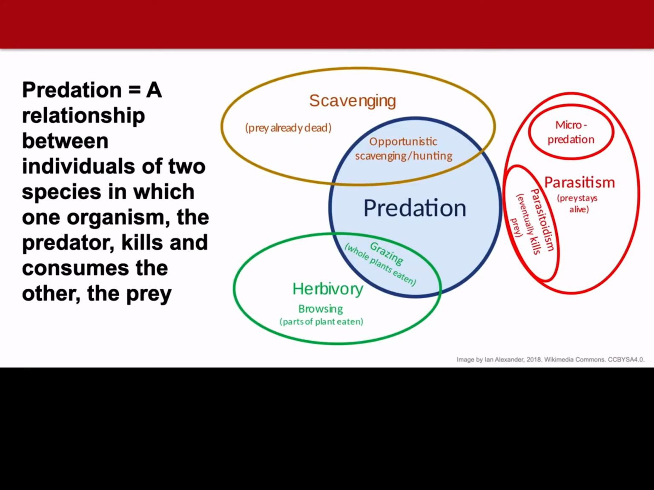The next type of community interaction that we're going to discuss is predation. Predation in basic terms is the relationship between individuals of two species in which one organism, the predator, kills and consumes the other species, the prey. There are many variations of predation and species that play predator and prey. We traditionally think of the large carnivores as being the predators and consuming smaller animals as their prey. However, we can also recognize herbivory, which is the consumption of plants by animals through grazing or browsing.